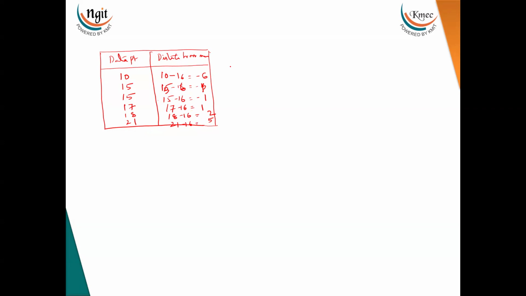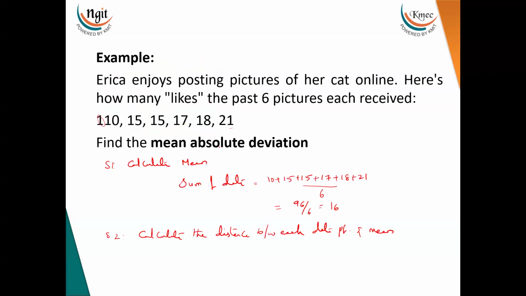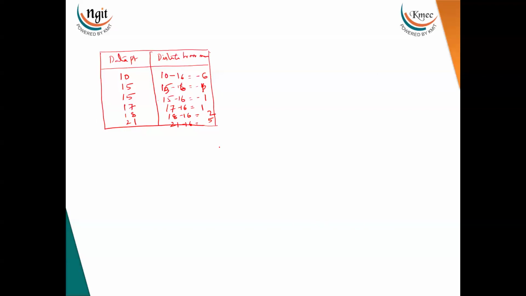Here is one point we have to remember. Take the observed values and subtract them from the mean and then discard negative signs. This is a very important point. As we are taking the absolute deviation, we just discard the negative signs. So it will become 6, 1, 1, 1, 2, and 5.